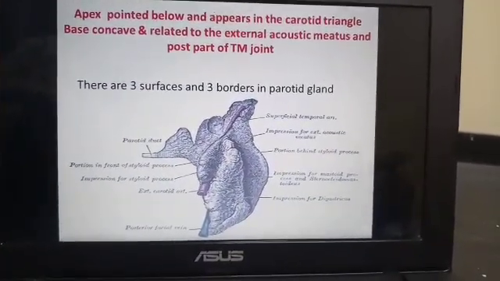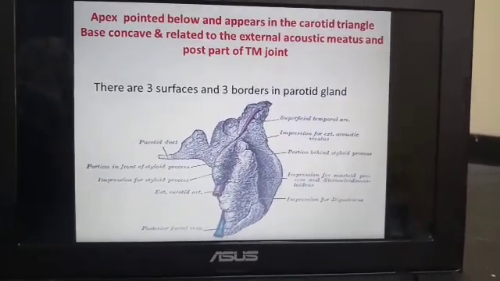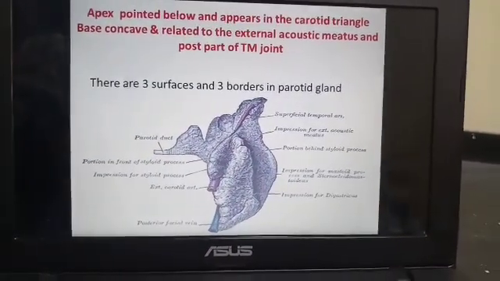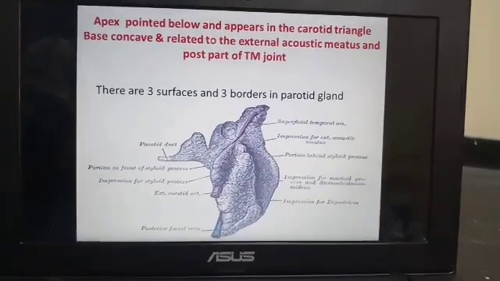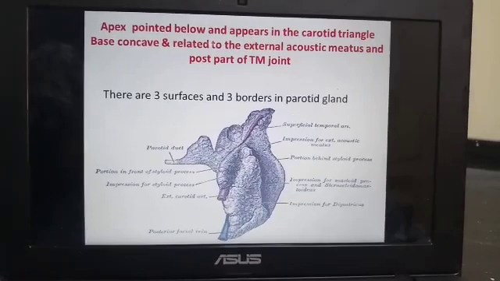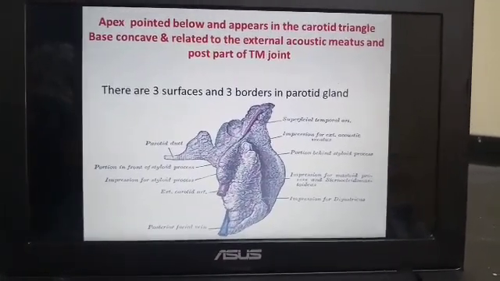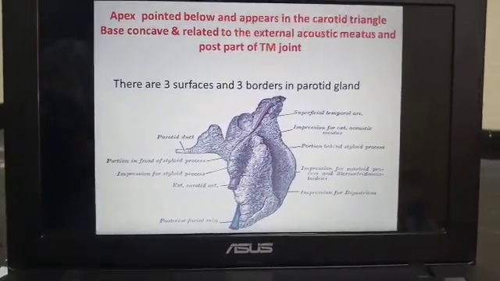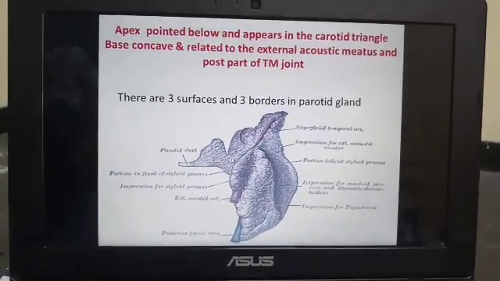So this one is the inner surface of the parotid gland that we are seeing here. In the inner surface it is grooved, as we have already shown in the viscera, that there is an anteromedial and a posteromedial surface, and there is impression for the muscles in the gland. There is impression for the ramus of the mandible.